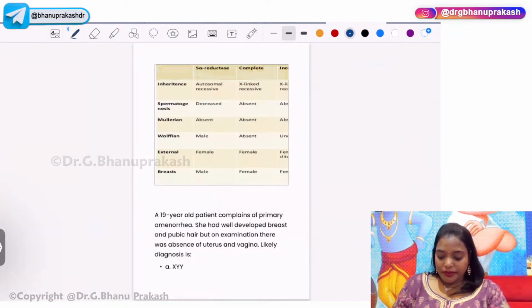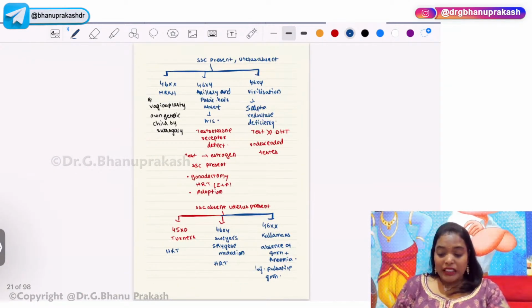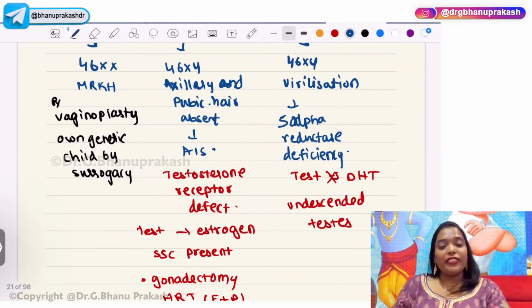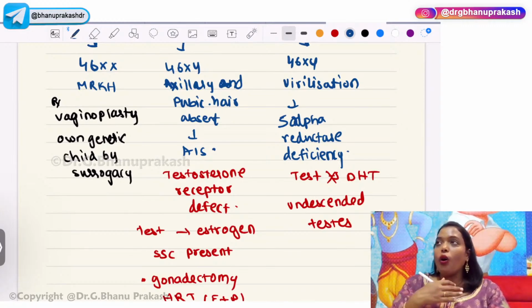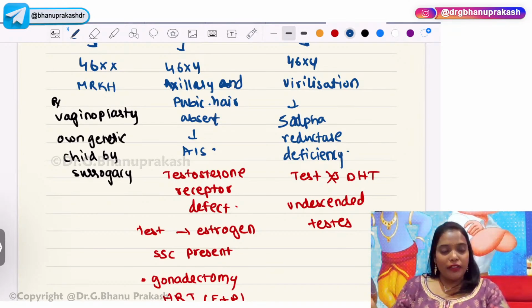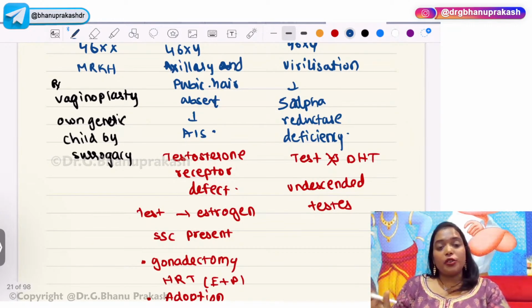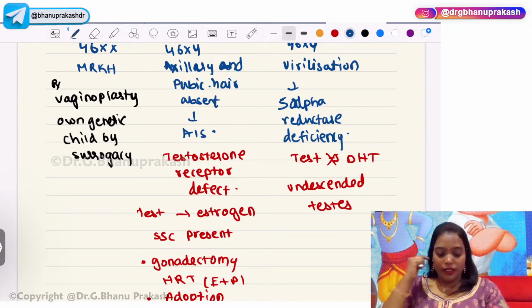Next, how do you differentiate? In the recent NEET, they have given MRKH. See, AIS you have different varieties. In complete AIS, all receptors are not functioning. You also have partial AIS, where some receptors are functioning and some are not. You also have Reifenstein, where most of the receptors are functioning and only a few are not. Reifenstein will present with male infertility. Partial AIS will have scanty axillary and pubic hair.